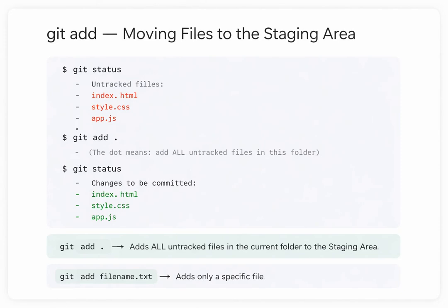So how do you actually move files into the staging area? You use the command git add. If you type git add followed by a dot, that dot means everything. Specifically, all the untracked files in the current folder get added to the staging area at once. You can also add a single specific file by typing git add followed by the file name. After running git add, if you check git status again, you'll see those files are now shown in green, meaning they're staged. They're in the waiting room, ready to be committed. The dot is a shortcut that's very commonly used when you want to stage everything at once.